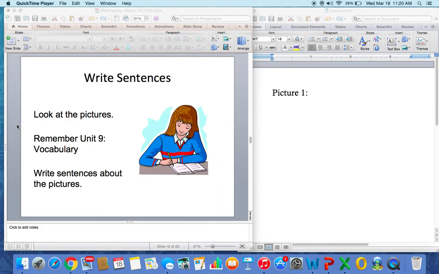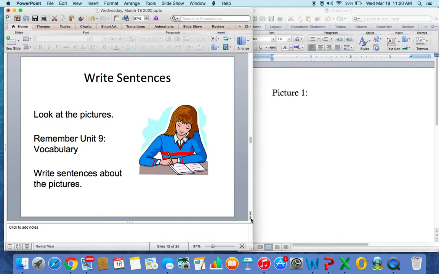So what I want us to do now is to practice writing sentences about pictures. I'm going to show you different pictures. It is important that you remember Unit 9 vocabulary. We did go over different subjects in schools. So as you look at the pictures, see what you can write about those pictures.